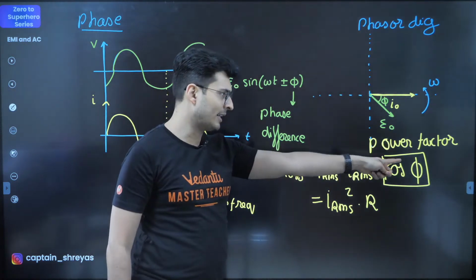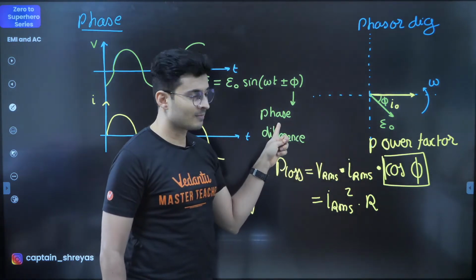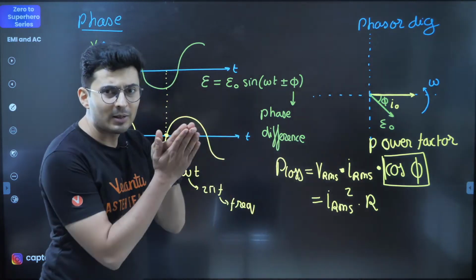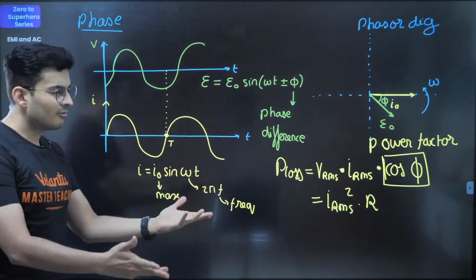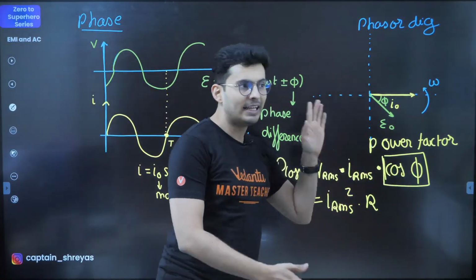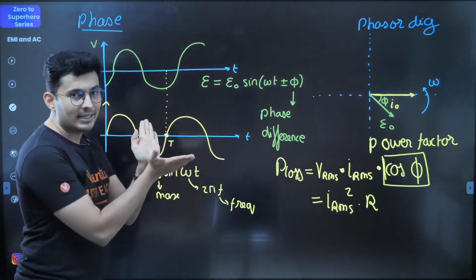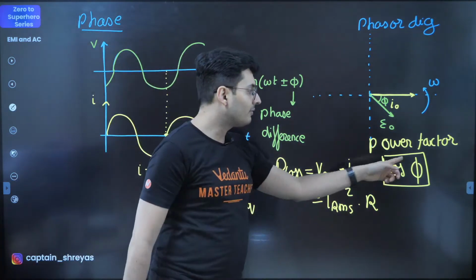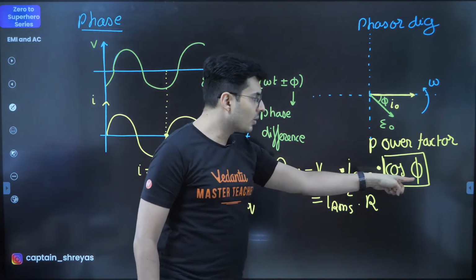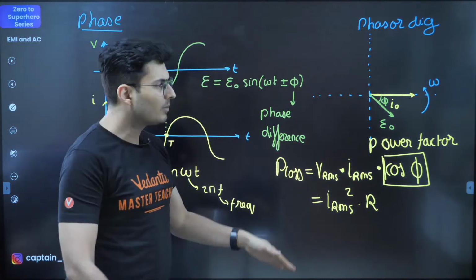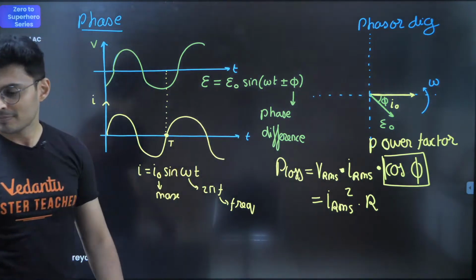Cos phi is the power factor, where phi is the phase difference. Power factor can be anywhere between 0 and 1. If it is 0, that means phi is 90 degrees. So there is a phase difference of 90 degrees between voltage and current. If phi is 0 degrees, then cos is 1. That means voltage and current are in sync.